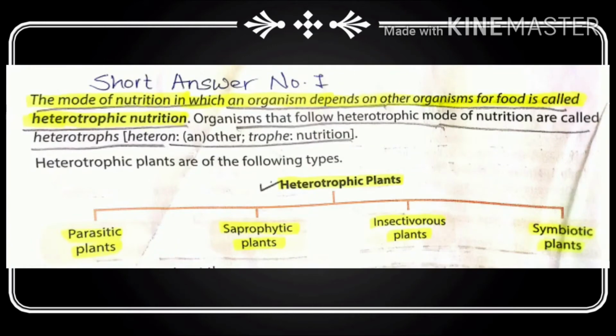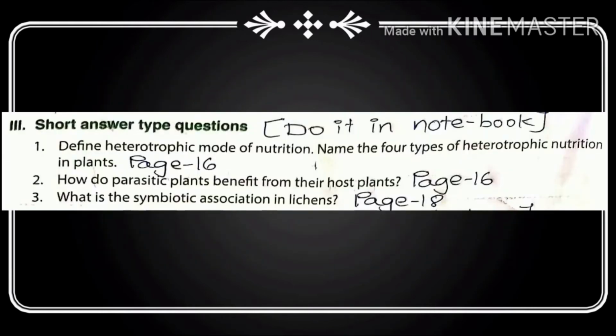Take out page number 16. In the very first paragraph, 2 lines are the definition of heterotrophic mode of nutrition, and then these are the four types of heterotrophic plants which are highlighted, you have to write. Second question is, how do parasitic plants benefit from their host plant? In this question you have to write down how parasitic plants develop their root system to get nutrients from their host plant.